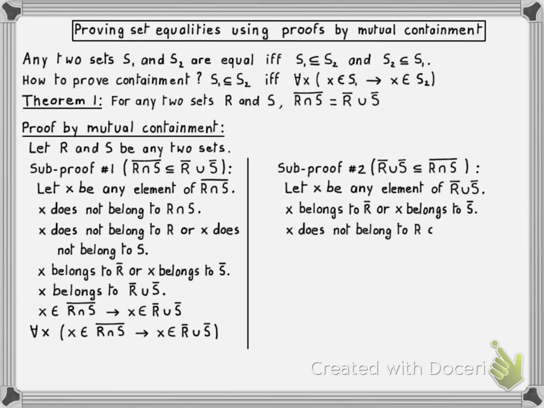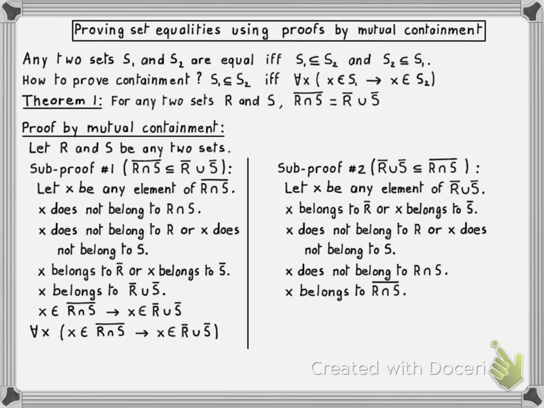Which means that X does not belong to R or X does not belong to S, or both. I don't need to write down the or both every time. But if X does not belong to R or X does not belong to S, either way X does not belong to their intersection. And that's the next inference. And if X does not belong to R intersect S, then X must belong to the complement of R intersect S, by definition of complementation. And that is what we were trying to prove in the second subproof.